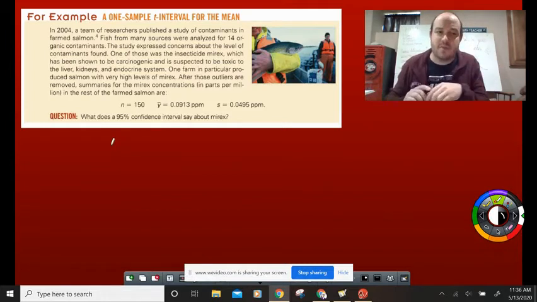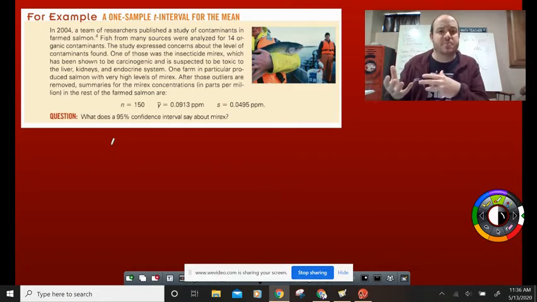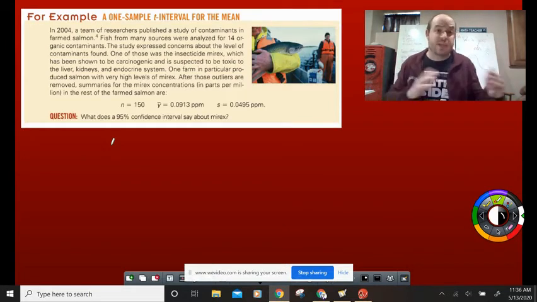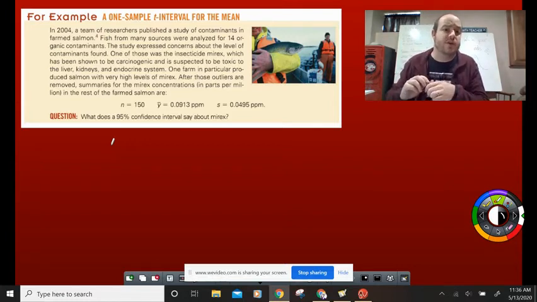They're testing salmon from a farm to see if the salmon has things inside of it that could be dangerous to people. If it has a certain level or higher of that, then they're going to deem that we can't use this salmon. So they really need to be careful of the level of what they call contaminants in here.